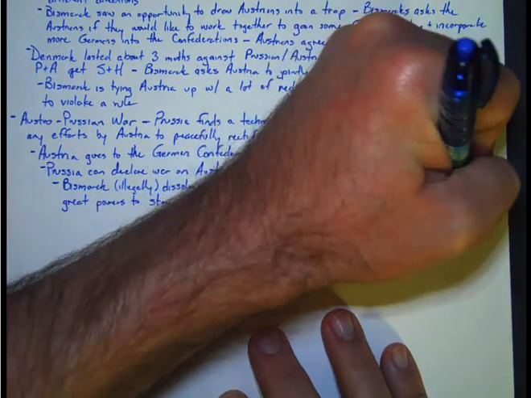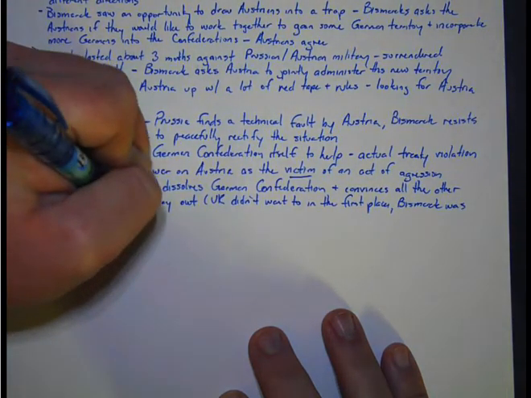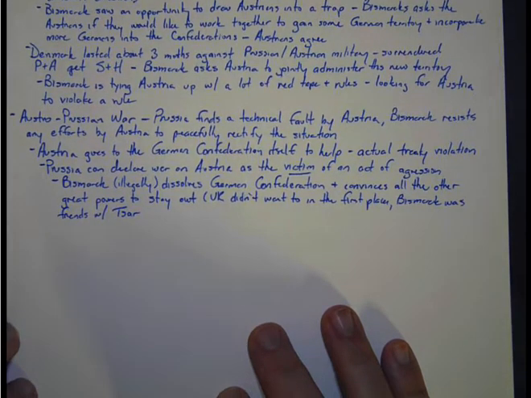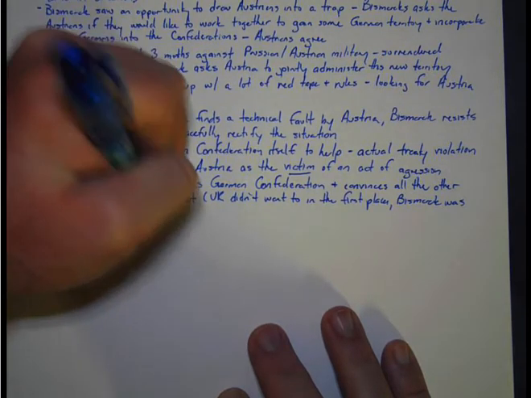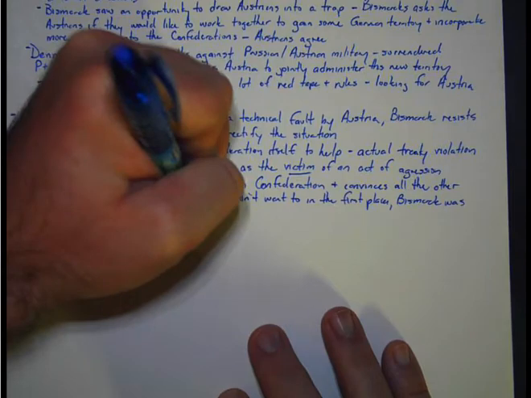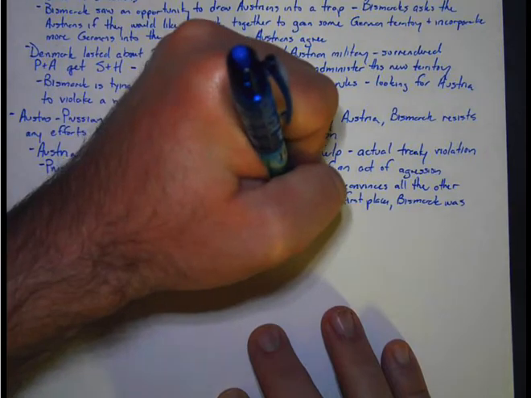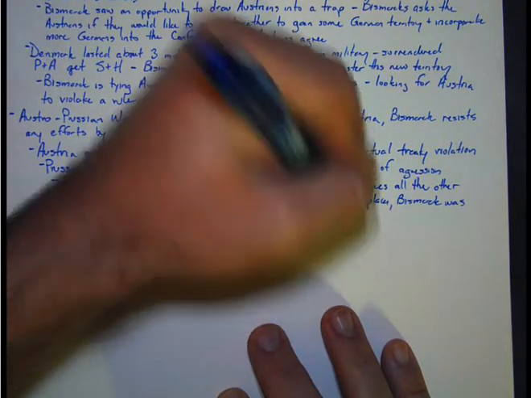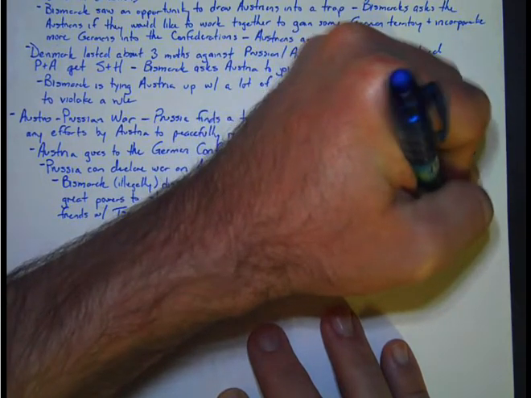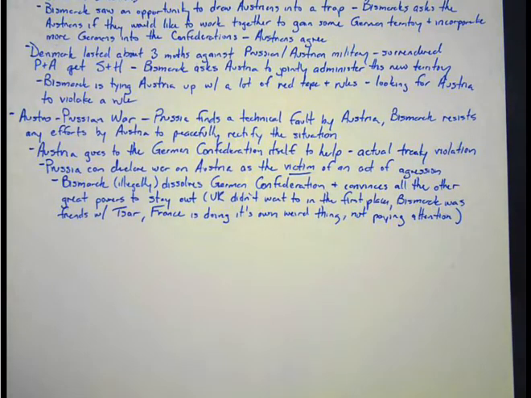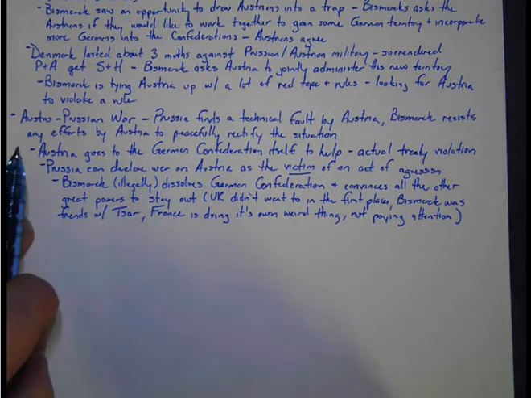Bismarck was friends with the Tsar and just said, hey, let us take care of this. And the Tsar was like, cool. And France is off doing its own weird thing. Not really paying attention. And we'll hit that weird thing here at the end of this video because it's interesting and it does kind of set up what's going to happen in the next video.